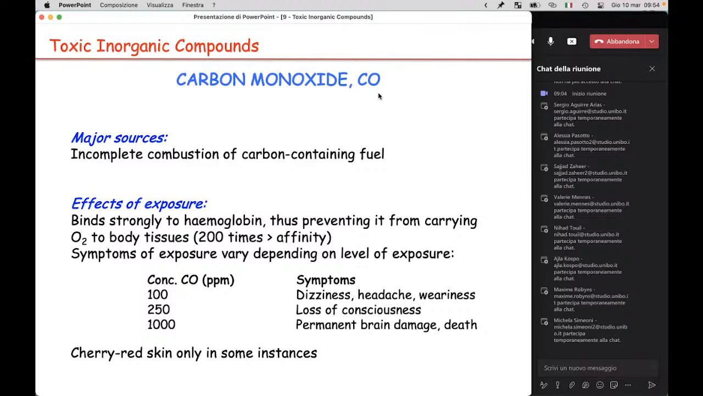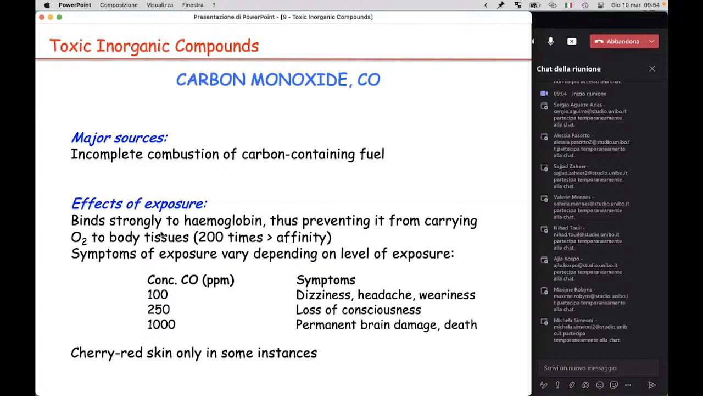Carbon monoxide is very dangerous because it binds very strongly to hemoglobin, which carries oxygen to all body tissues. Hemoglobin is about 200 times more strongly attracted to carbon monoxide than to oxygen. So in the presence of even small amounts of carbon monoxide, it will get bound to hemoglobin and displace all the oxygen. So you may imagine that if hemoglobin is not carrying oxygen, all tissues will be damaged.